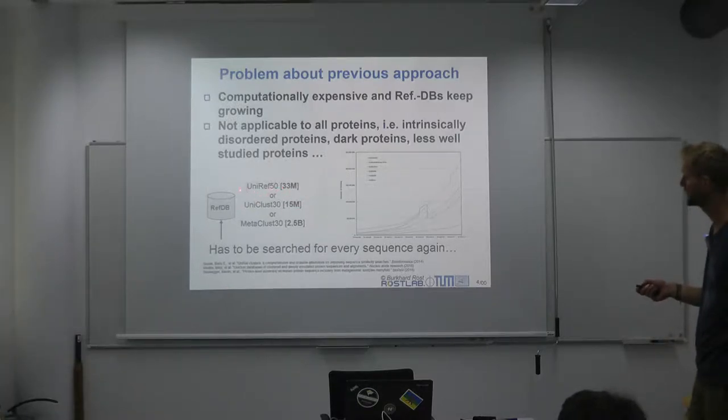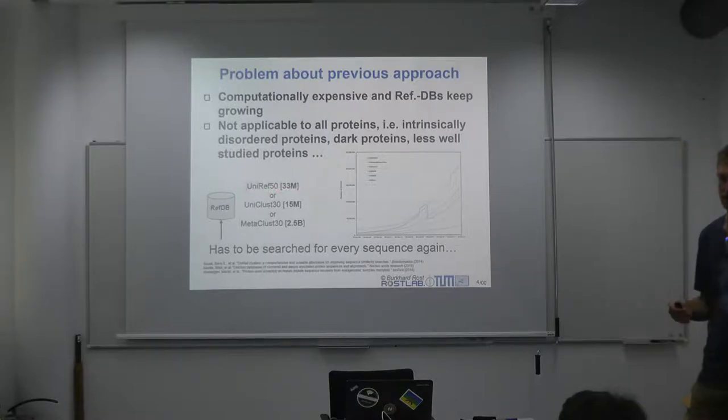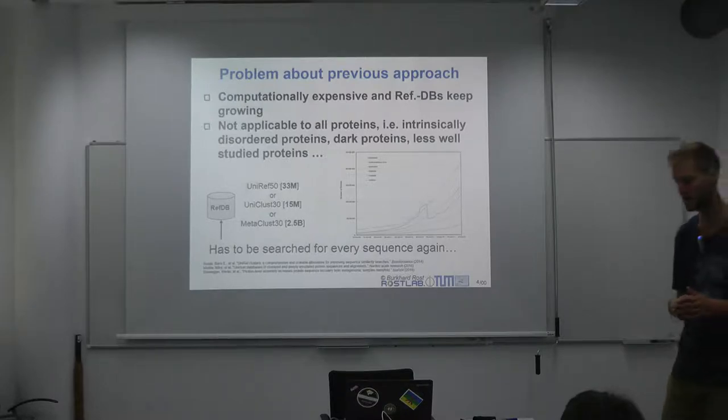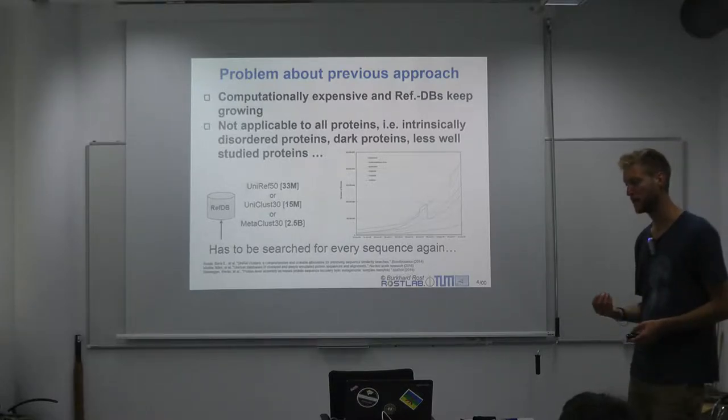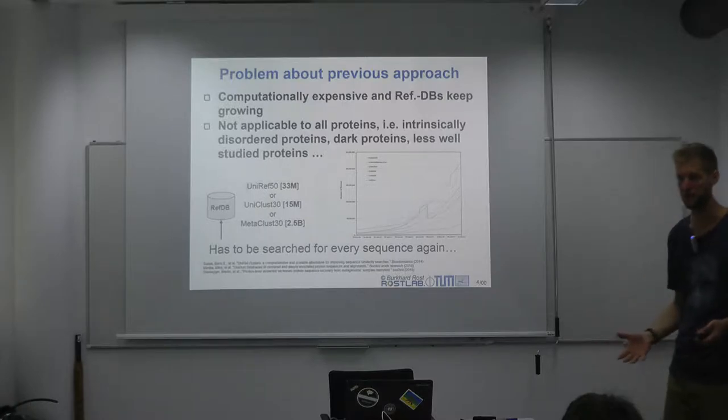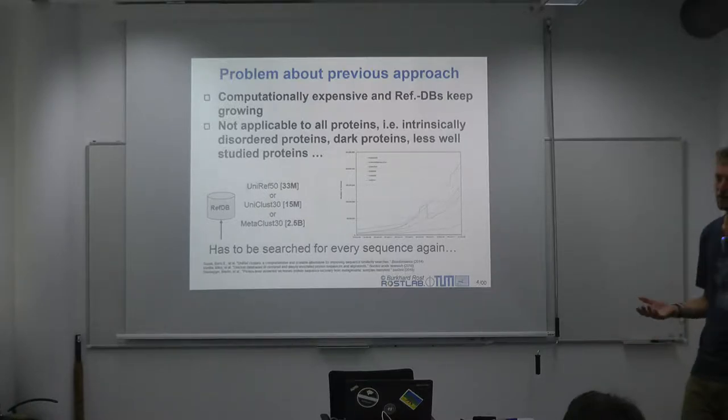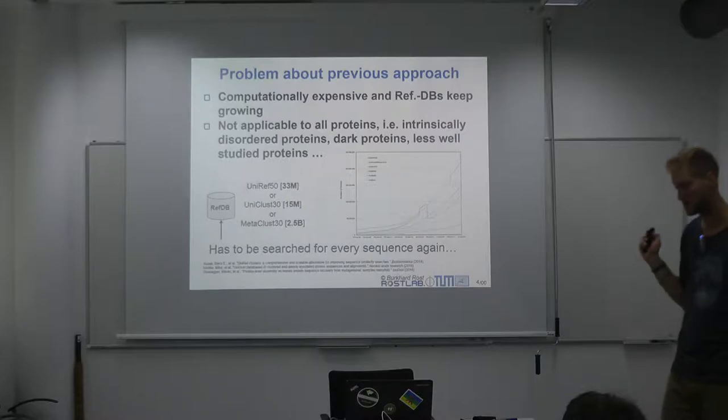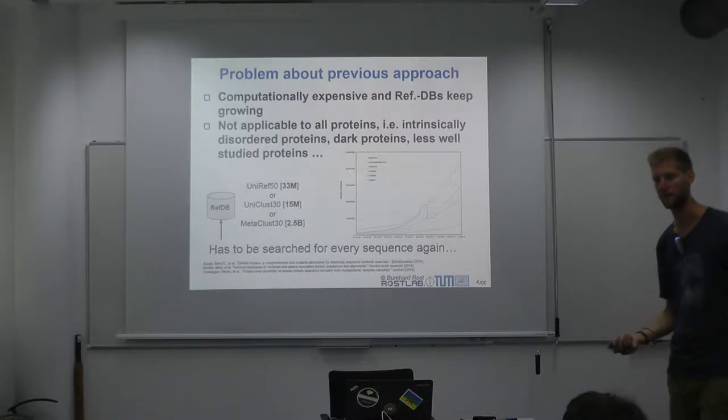So currently UniRef50, so this is just UniProt redundancy reduced at 50% sequence identity, contains currently 33 million sequences. If you cluster it at 30%, you have only 15 million. But as soon as you go to metagenomic sequences, so these are sequences which are sequenced in a high throughput manner from soil samples or seawater samples, for example, then you suddenly have 2.5 billion sequences in these databases. So this is the one disadvantage of these current approaches.